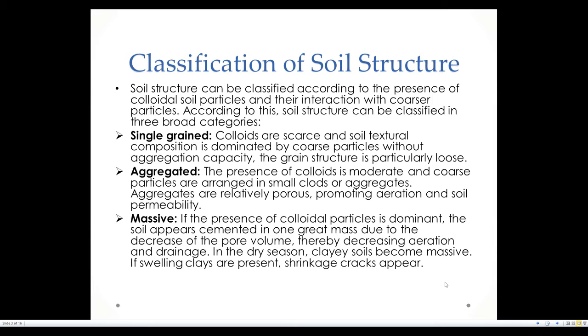The second one is aggregated. In aggregated, the presence of colloids is moderate and coarse particles are arranged in small clots or aggregates. The third one is the massive. In this, the presence of colloidal particles is dominant and the soil appears cemented in one great mass due to the decrease of the pore volume.